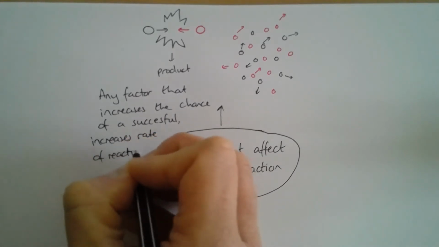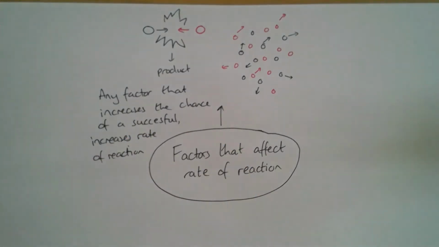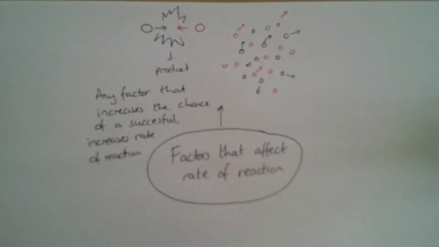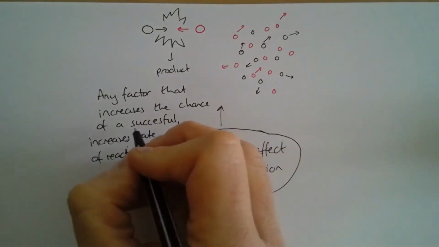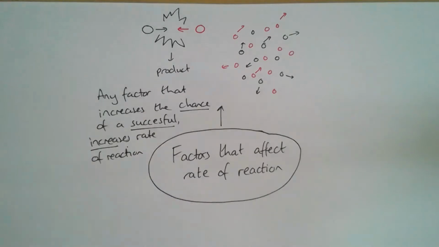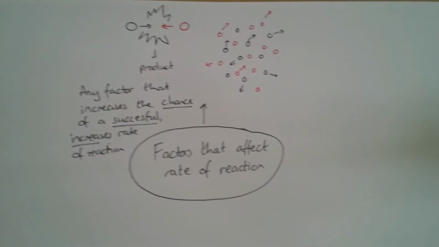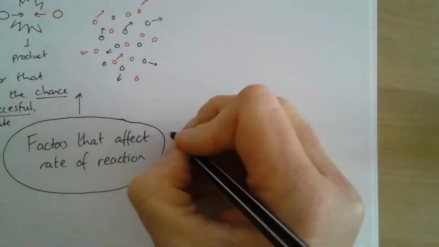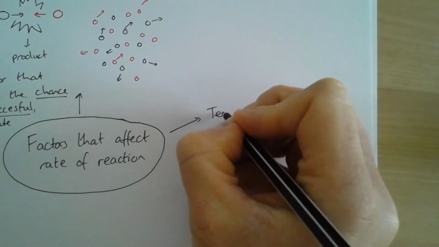And rate of reaction is how fast the reaction is going. So it's quite an important idea there, that any factor that increases the chance of a successful collision is going to increase the rate of reaction. So we need to always have that in mind when we look at our different factors. So let's first of all look at temperature.